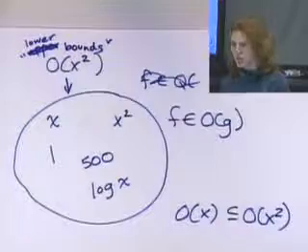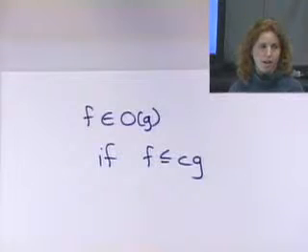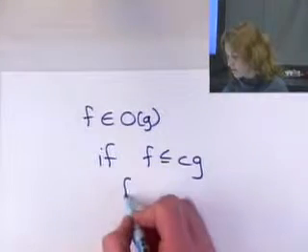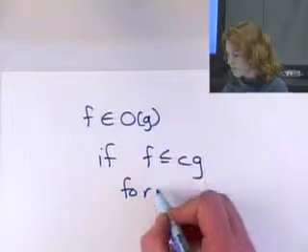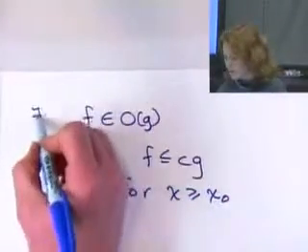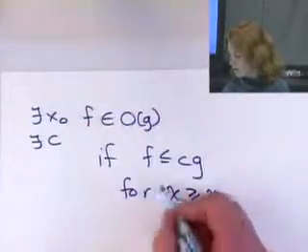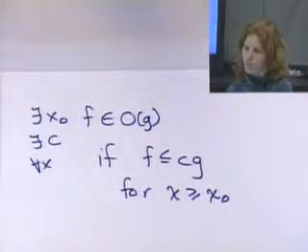So it's a little confusing, but if you remember the definition, what's the definition? This will be the last thing. The definition: F is in Big O of G if F is less than or equal to C times G, for all X greater than or equal to X0. And then you can go back and put your quantifiers in, right? So we have to say there exists an X0, there exists a C, and then for all X. Those are my quantifiers.